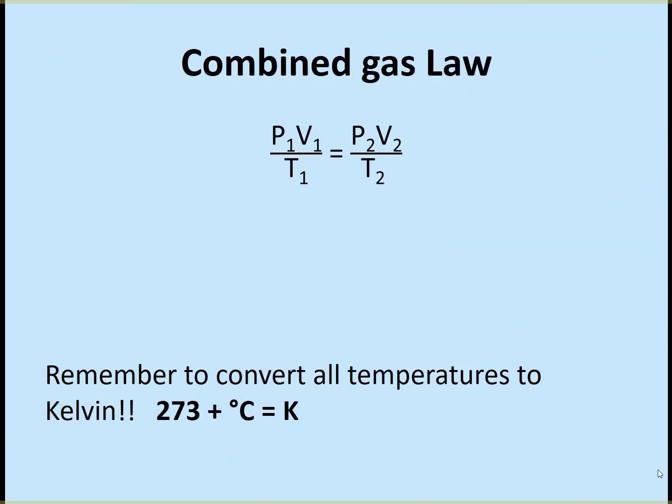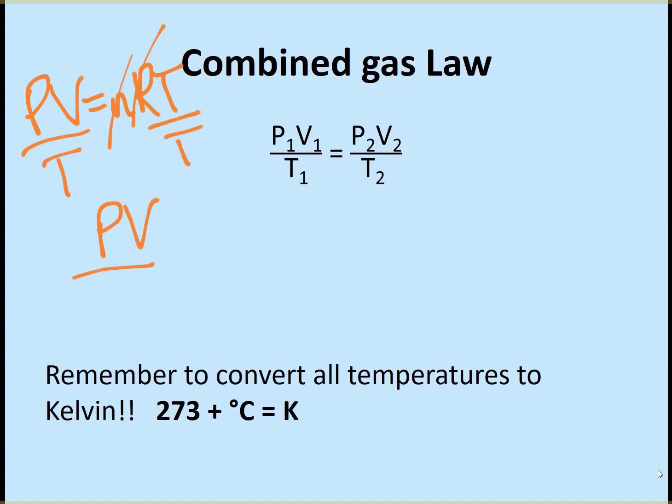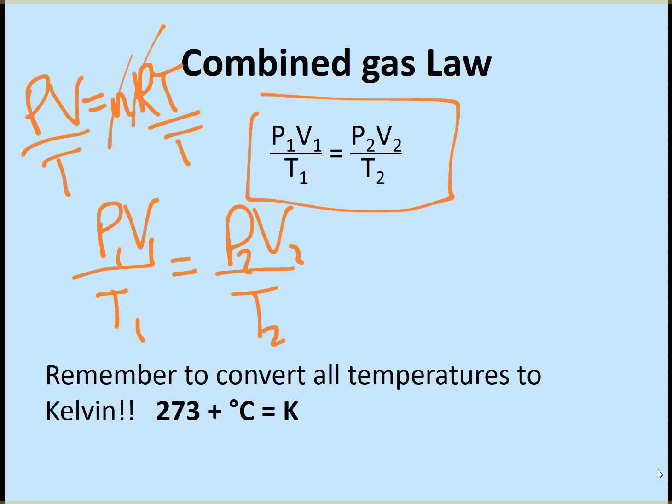Let's look at the combined gas law. If you look at the ideal gas law and you look at a situation 1 and a situation 2 and the moles stay the same, I can get rid of n, and of course R would be the same. And if you divide both sides by T, you would get PV over T and then set it equal to itself, with 1s and 2s. This is what's called the combined gas law. This is used when pressure and temperature and volume are all changing. And then please remember, for the temperature, you always need to be in Kelvin.